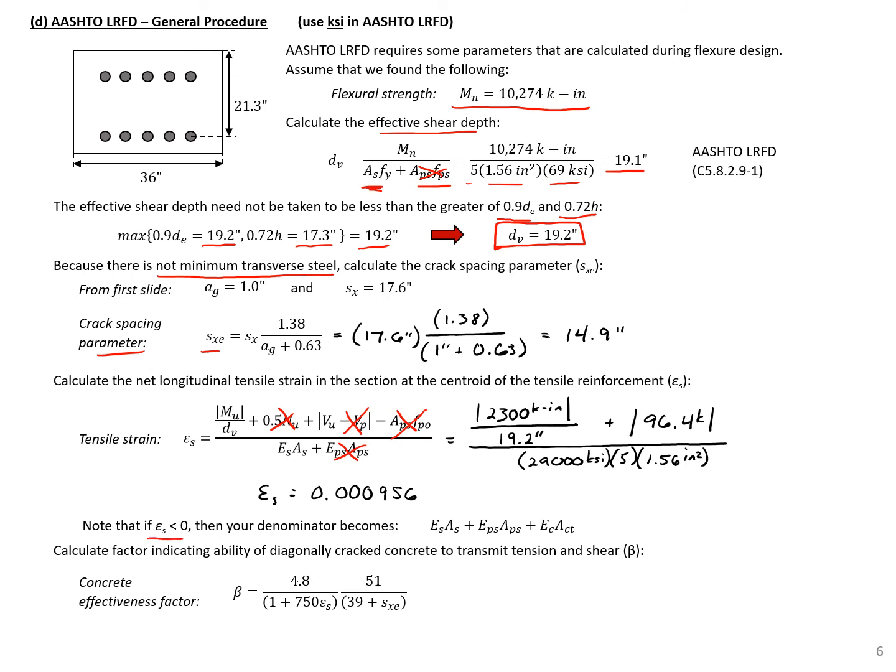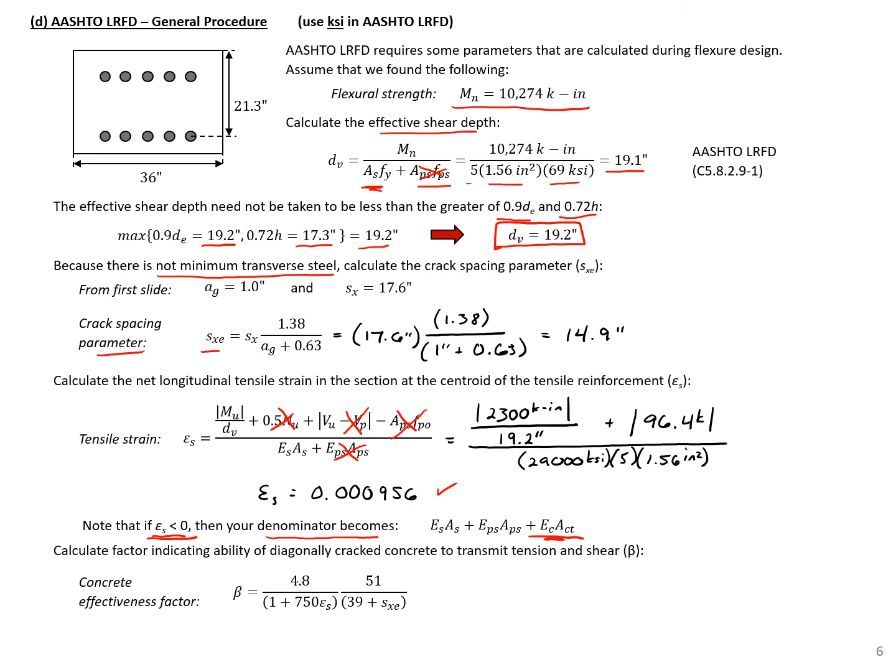If it was negative, we would have a compression strain, and we would also need to include the stiffness or restraint provided by the concrete. So if your epsilon S that you find here is less than 0, then you need to change your denominator to include the concrete stiffness. So E sub C times A sub CT. But for us, it's greater than 0, so we're okay here.